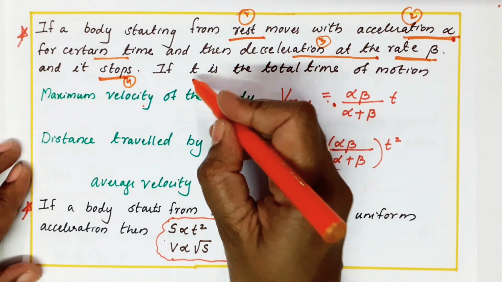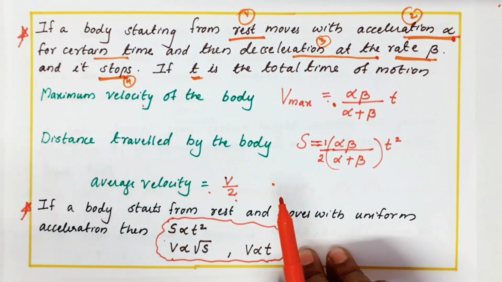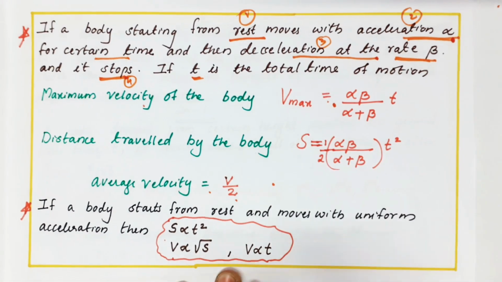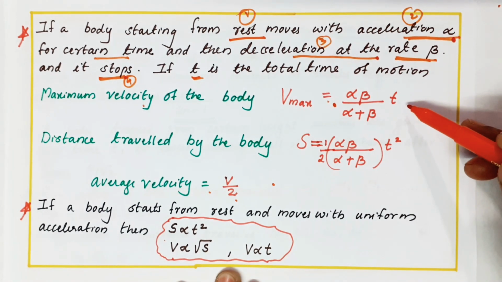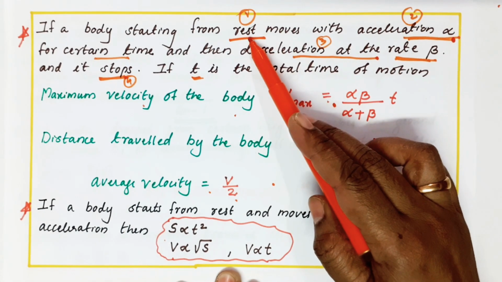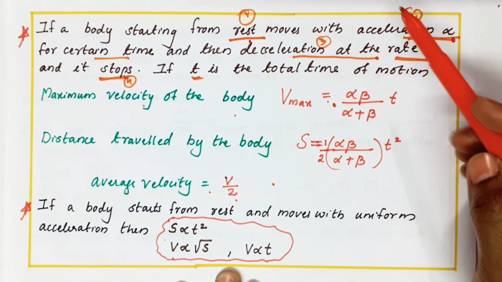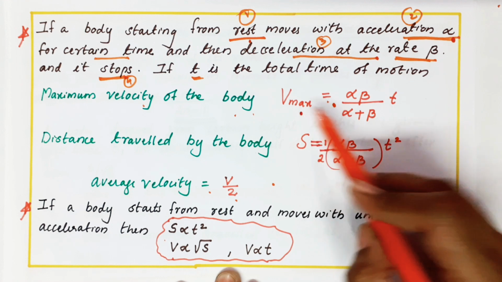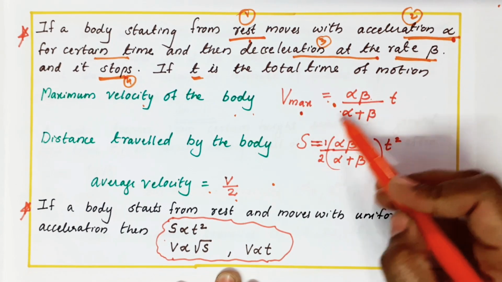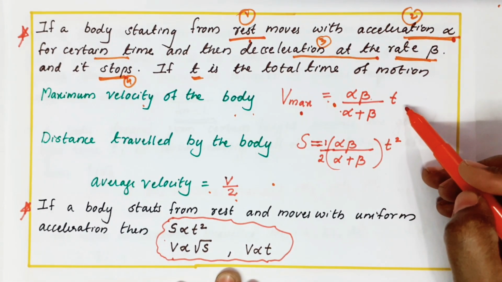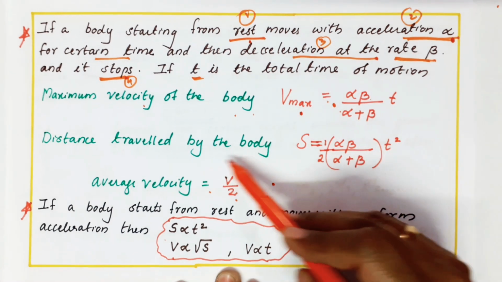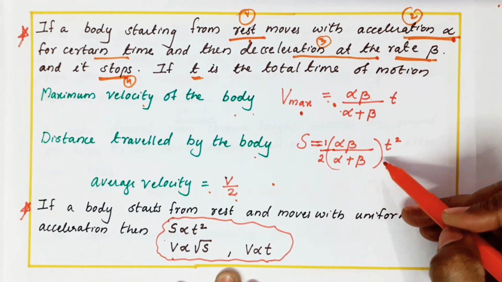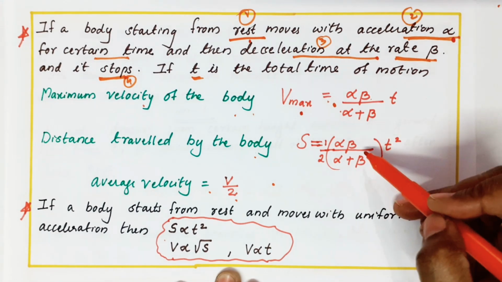The total time taken, they are given t. Okay, so in a question, if you see all these words, you need not do another equation. You can directly use this equation. After some time, a body at rest undergoes acceleration. After that, it gets a velocity. You take that velocity as the maximum velocity. The maximum velocity equation is alpha beta by alpha plus beta into t. And the distance traveled by the body is half alpha beta by alpha plus beta into t square. So these two equations you remember.